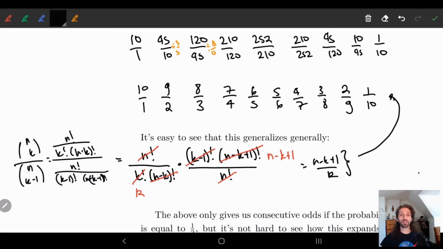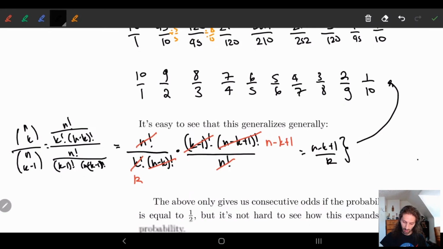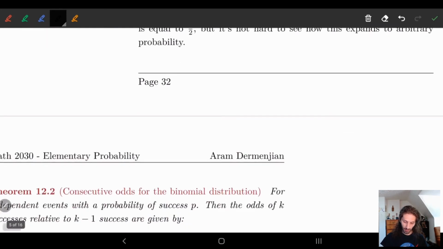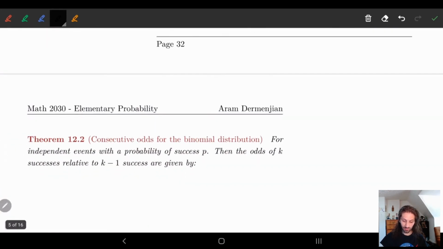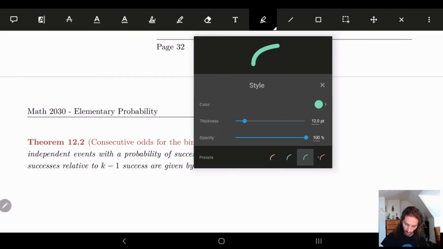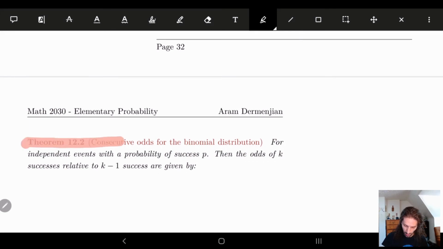And so what this basically allows us to do is look at the binomial distribution in a much better light. So we can kind of see exactly how this expands for arbitrary things, right? Because we're not looking at just 1/2. We're looking at any arbitrary p. And this is known as the consecutive odds for the binomial distribution. So this is kind of the theorem.